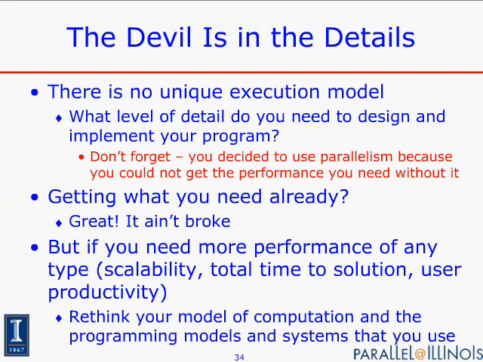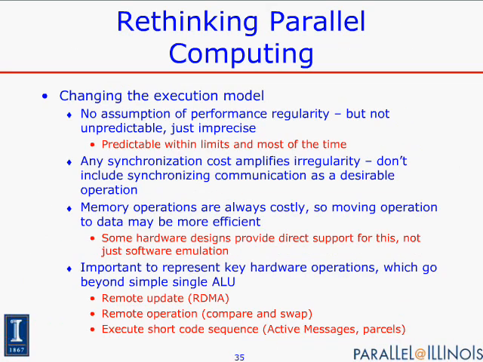Now, if you reach this point and you say, well, I know how to think about things and everything's fine and I'm getting the performance I need, then great. It ain't broke, don't fix it. But if you find that it's starting to become difficult to get the performance you need because of the way you were thinking about the code, this is a great time to step back and start looking for different ways to think about it. So one thing to do is to change the execution model that you use.